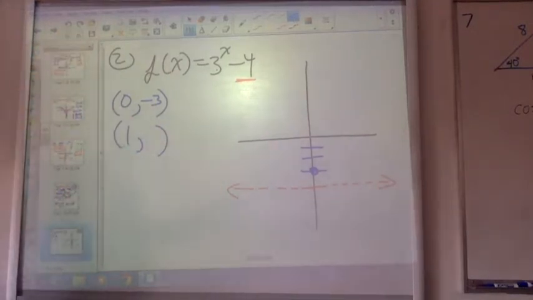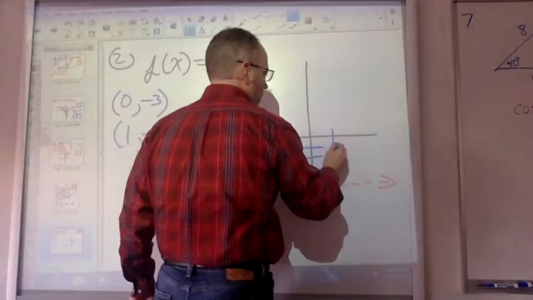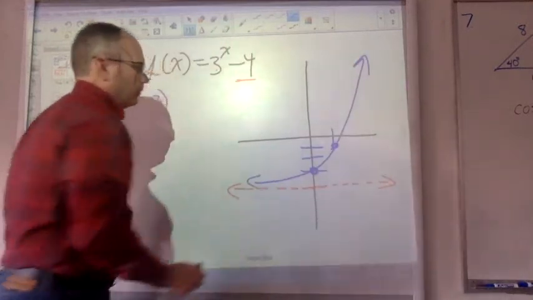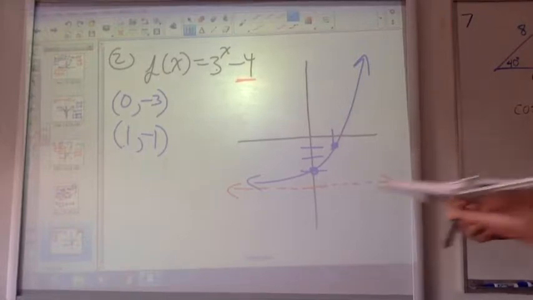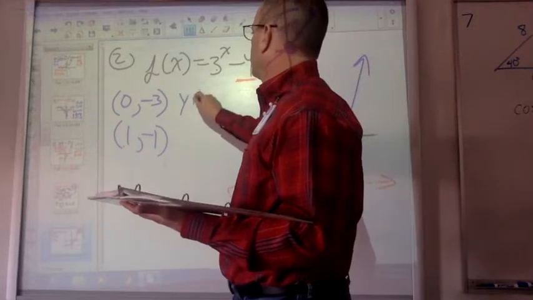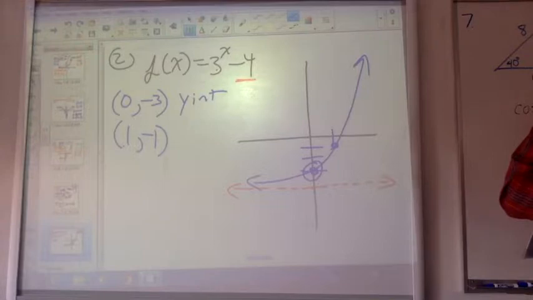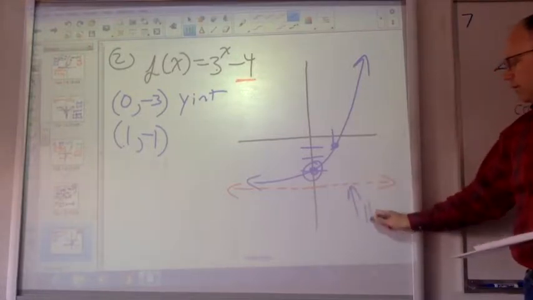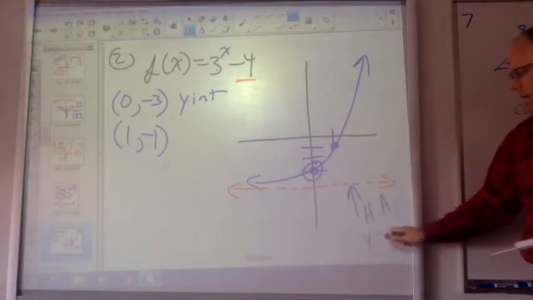3 to the first is 3. 3 minus 4 is negative 1. So I get 1, negative 1. So this is what this graph looks like. What is the y-intercept? The y-intercept is 0, negative 3, which is that right there. What is the equation of the horizontal asymptote? The equation of my horizontal asymptote, which we indicate as HA, is y equals negative 4.